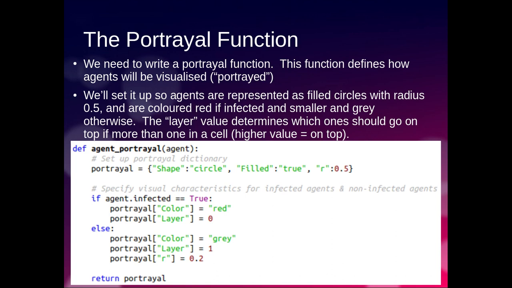We can then specify how we want the visualization to be different depending on whether they're infected or not infected. So we can say if agent.infected is true, then we're going to change the color label of the dictionary. Portrayal, remember, is a dictionary. So we're going to set color to red, and we're going to set the layer to 0. Otherwise, if they're not infected, then we'll set the color to grey. We'll set the layer to 1, so they're higher up, and we'll make them smaller with a radius of 0.2. And then at the end of this function, we just simply return the portrayal, the dictionary that's going to be used to portray these values.